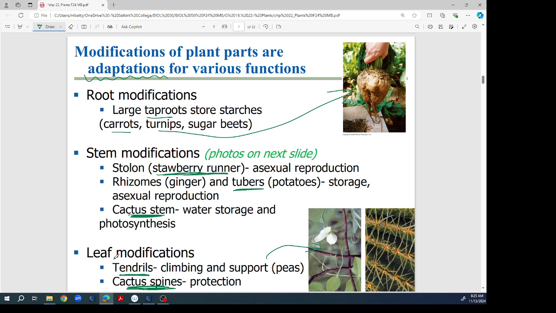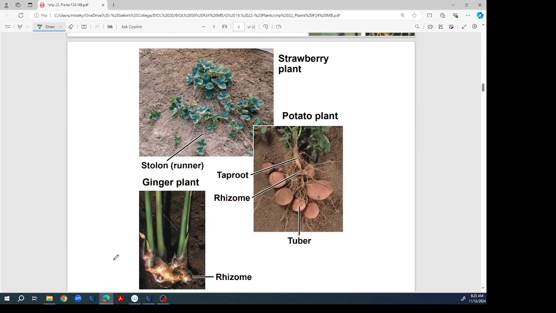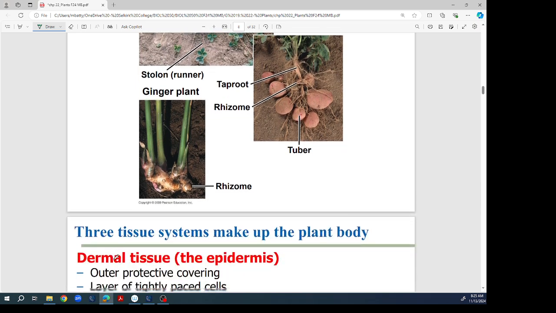I mean, in class we had some questions about onions and garlic. And so there's other ones that you can look up to kind of figure out which organ has been modified for that particular food plant. Here's some images of those. There's that strawberry trying to escape my strawberry bed. That's not my strawberry, but you know what I mean. Tubers and rhizomes, those stem modifications.